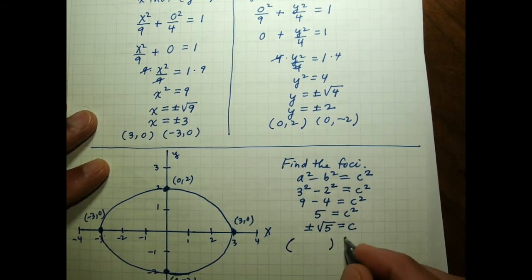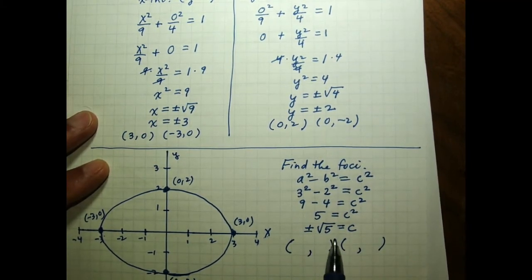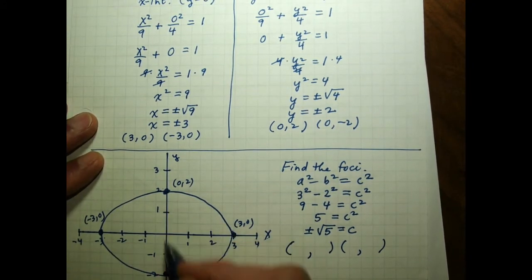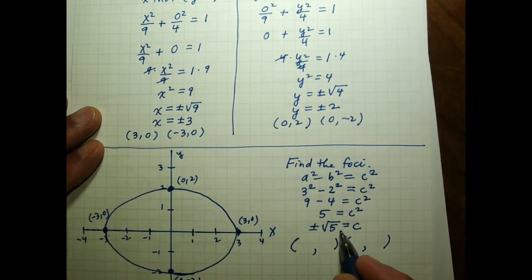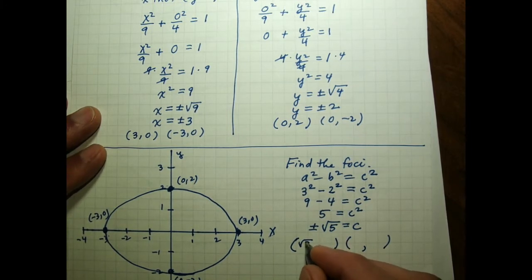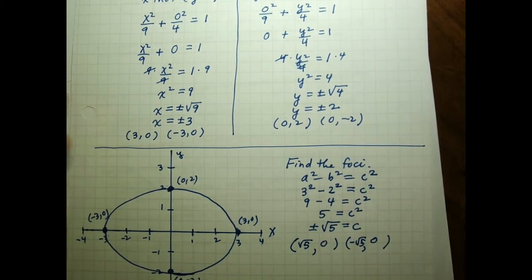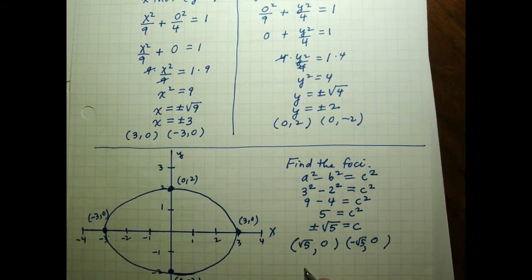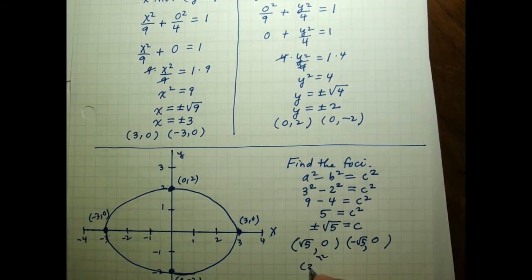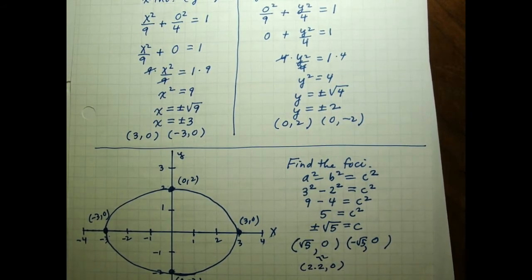And what I do have to be aware of now is whether my foci are on the x-axis or the y-axis. The foci are always on the major axis, the longer one. So I know they have to be on the x-axis here. So I know these are x-coordinates, and the y-coordinates of the foci are 0. And it helps me a little bit to get my calculator out here. The square root of 5 is about 2.2. So this is about 2.20 and negative 2.20.